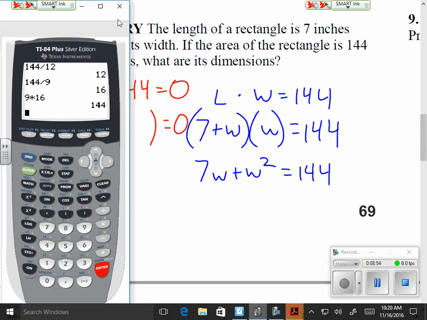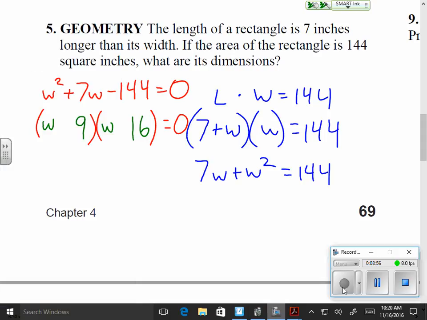Okay, so if I have 144 as a factor of 9 and 16, and I need to get a plus 7W in the middle, then that means I'm going to make this one positive and this one negative. That'll give me a negative 144 when I multiply those together. It'll give me a positive 16W and a negative 9W, which will give me a positive 7W when I add them together. And of course, I still have my W squared in the front.